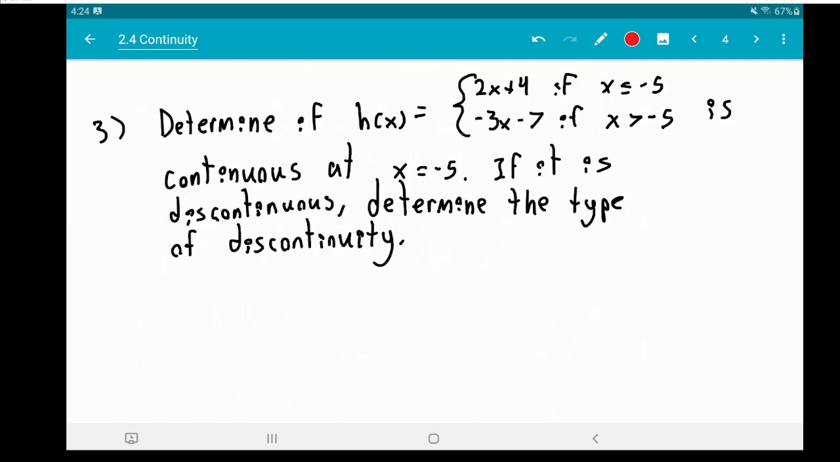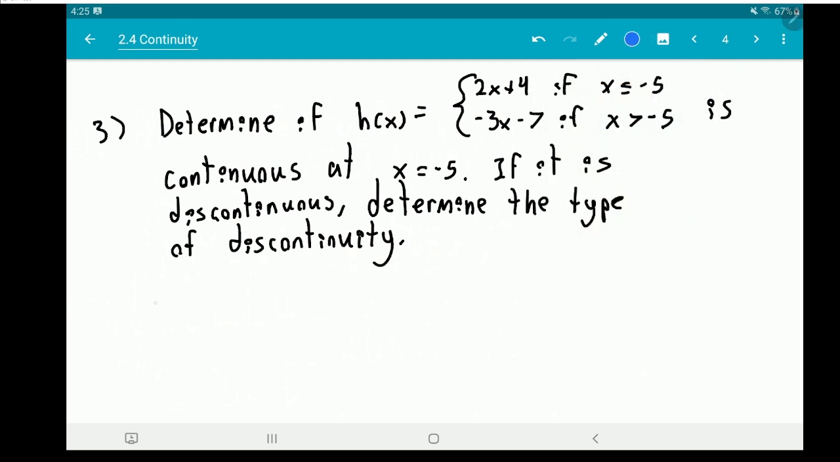Brand new function, h of x. Now it's a piecewise defined function. So hopefully you're already kind of suspicious of what's going to be happening here. But let's read it. So h of x is this piecewise: 2x plus 4 if x is less than or equal to minus 5, minus 3x minus 7 if x is greater than minus 5. So determine if this guy is continuous at x equals minus 5. If not, determine the type.